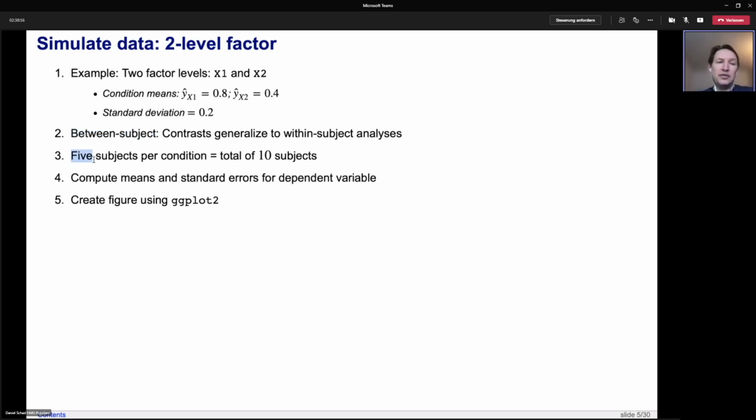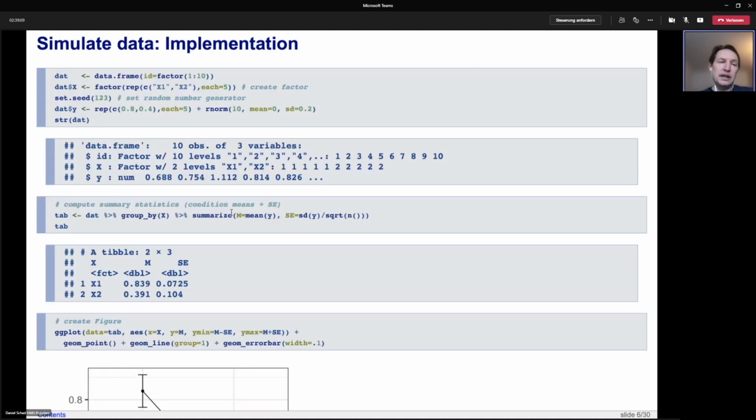So we assume 5 subjects per condition because we have 2 conditions. That's a total of 10 subjects. And we compute the means and standard errors for the dependent variable and create figures using ggplot2.